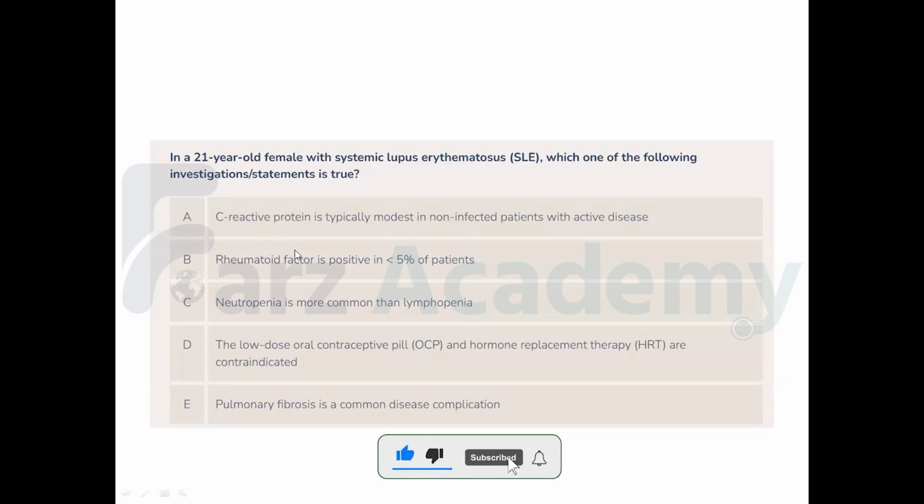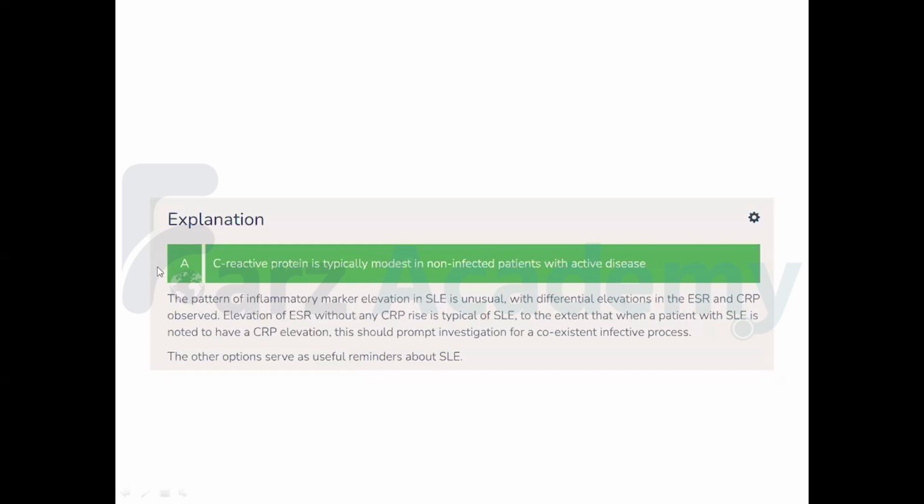So the correct answer here is A, because the C-reactive protein is typically modest in non-infective patients with active disease. Suppose a patient of SLE, suddenly the CRP increases. In an SLE patient, it suggests infection. Otherwise, if only SLE is there and the SLE disease itself is active, then the CRP will not be much increased, or it can be normal.